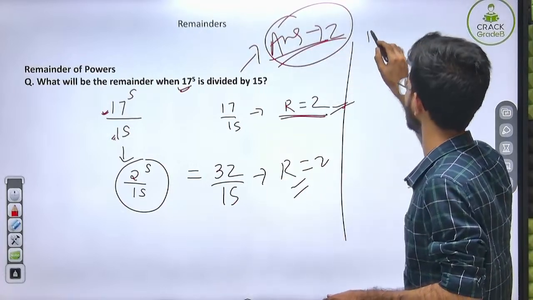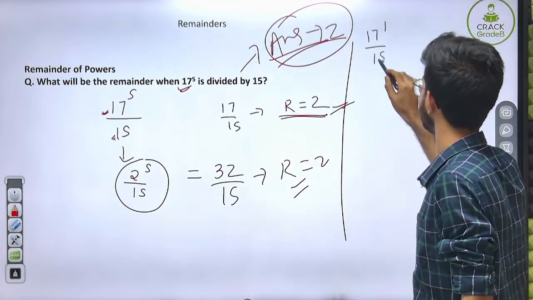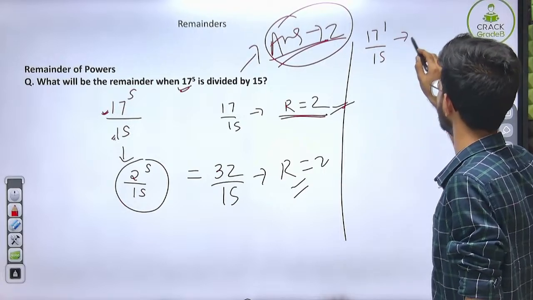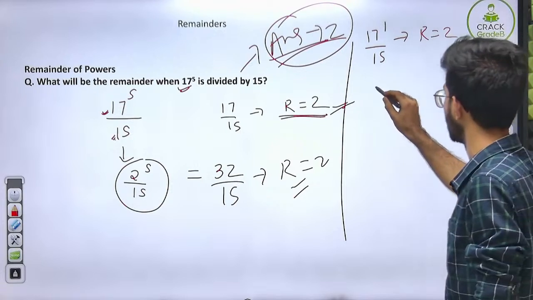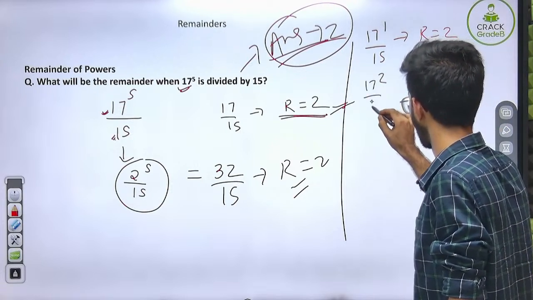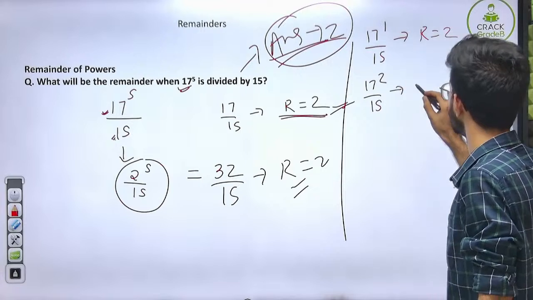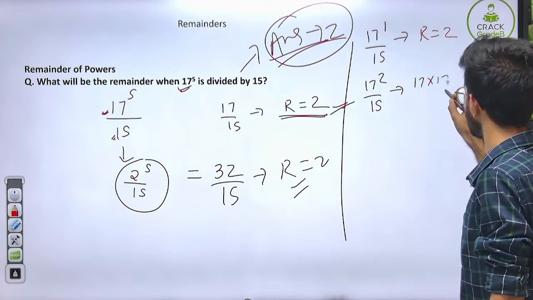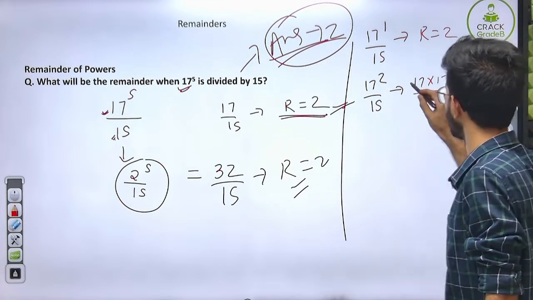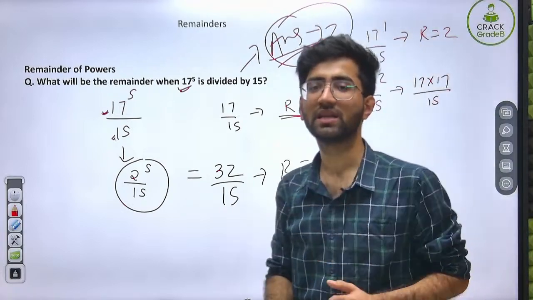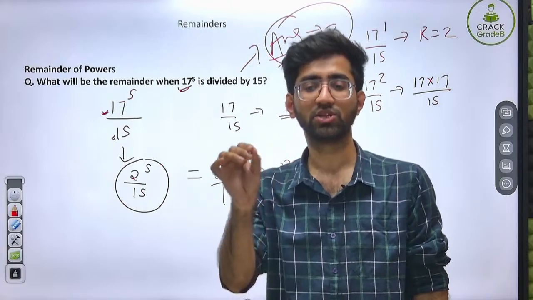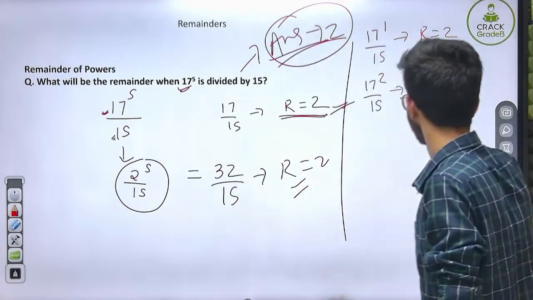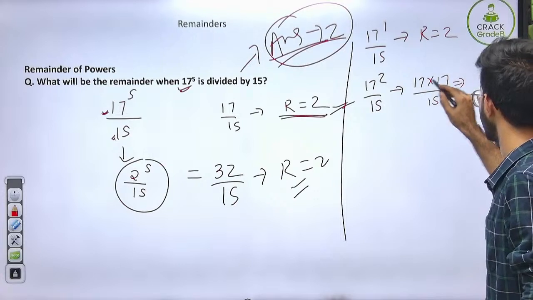Okay, you can start in this way. If you divide 17 to the power 1 by 15, this will give you the remainder of 2. If you divide 17 to the power 2 by 15, so basically this is 17 into 17 by 15. I have told you that if the numbers are in multiplication form, you divide each number separately. So if you divide each number separately, it will give you 2 into 2.